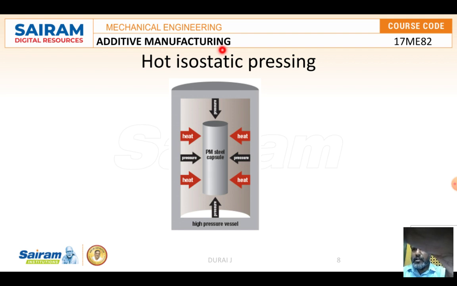Okay, this is about hot isostatic pressing. Here metal or glass is used for making the hermetic container. The pressure medium pressure may vary from about 100 to 200 MPa. The temperature is maintained around 2200 degrees centigrade. So this is about hot isostatic pressing. Thank you.